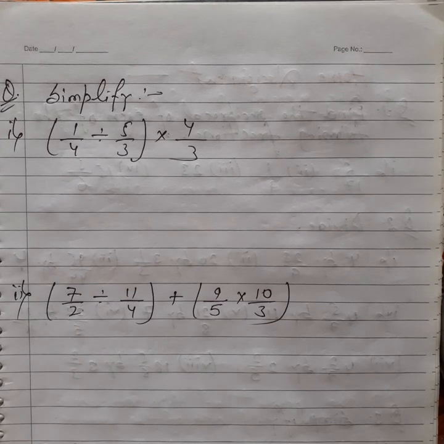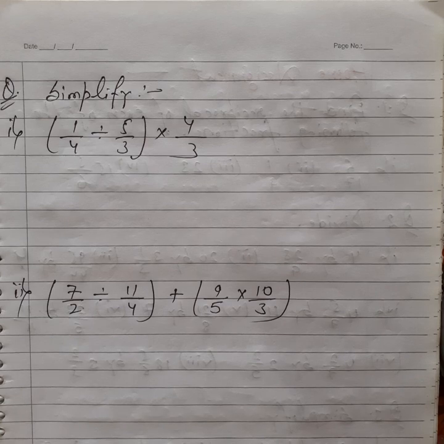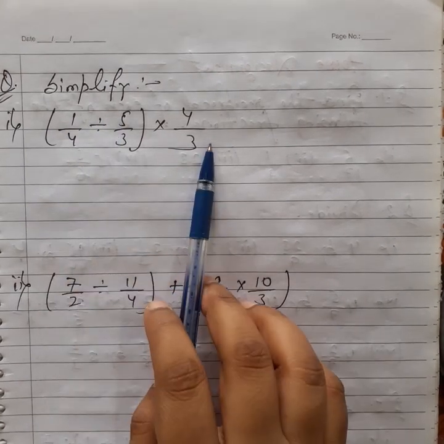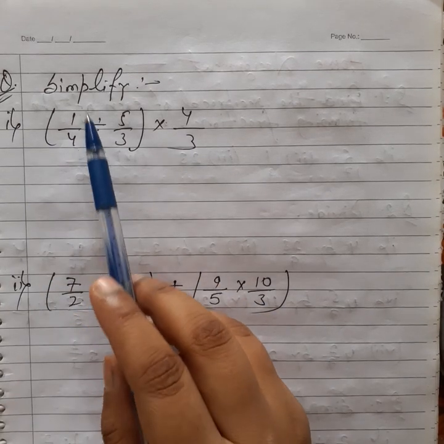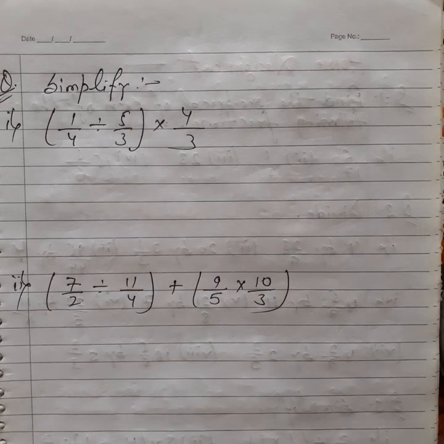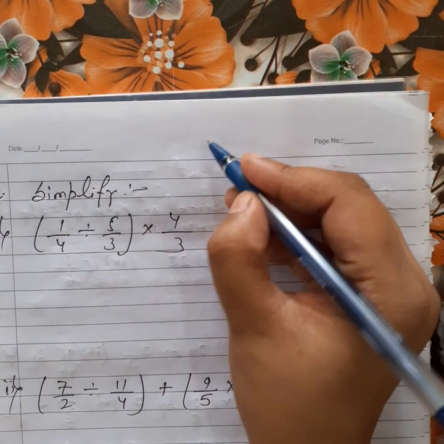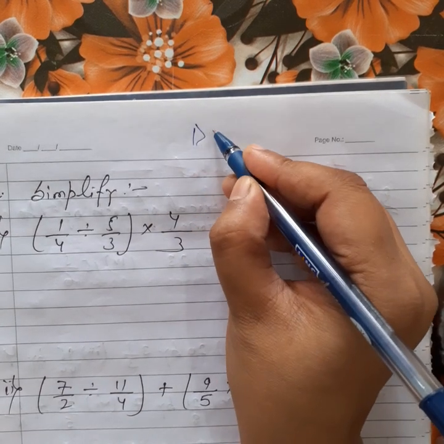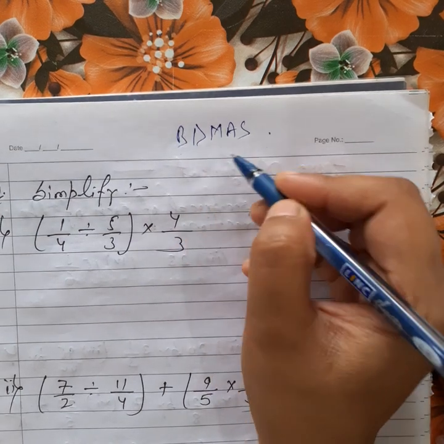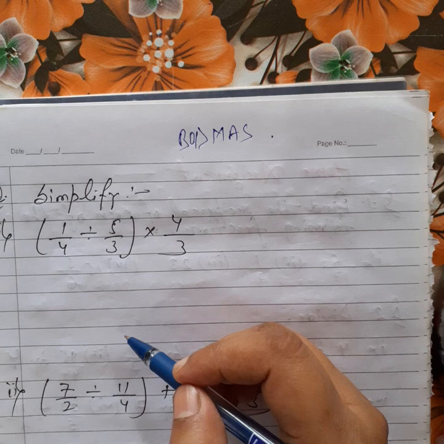Now we are going to solve some problems based on division of fractions. This is a simplification type problem. The first problem is 1 by 4 divided by 5 by 3 into 4 by 3. Student, in our previous chapter, we learned about DMAS. Okay? DMAS.